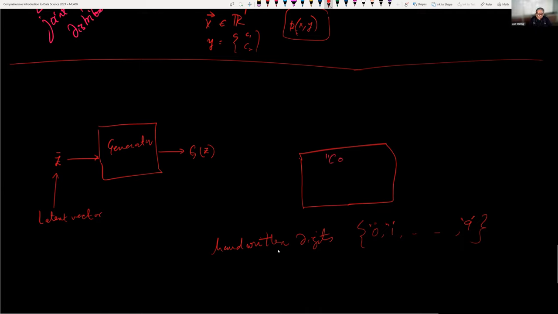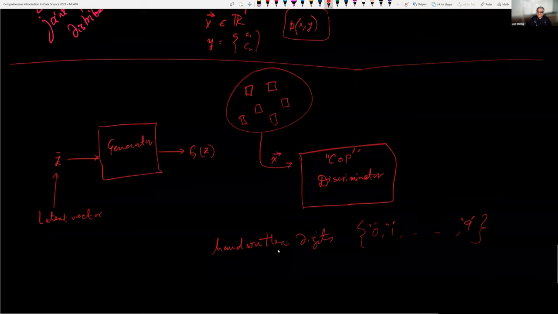This is your cop, the discriminator. What the discriminator will get is a pile of real data. So think of real digits sitting here. This typically in the literature is considered X. X represents genuine data.